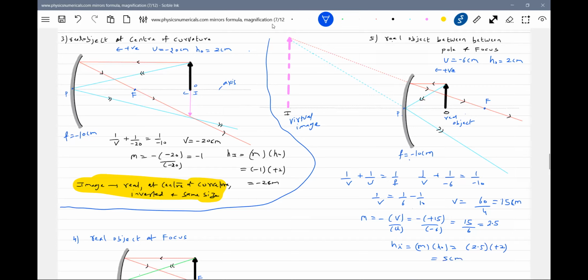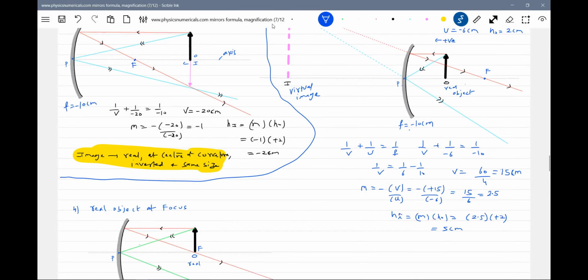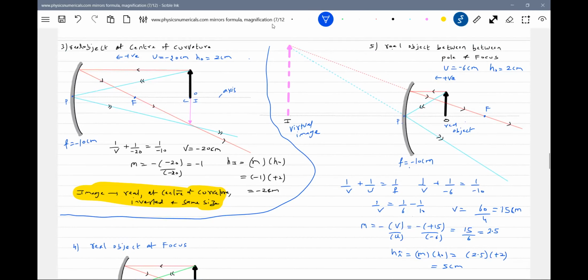Five centimeter. So is it magnified? Yes, it's magnified. So what is the basic idea? If the object is kept between pole and focus, what about the image? Let me conclude here. Image will be virtual, erect, and magnified on either side of pole.